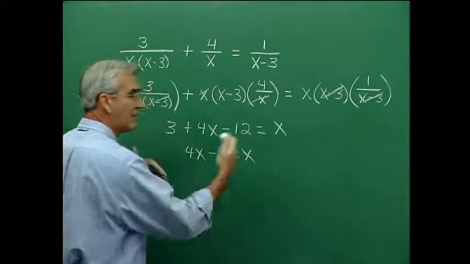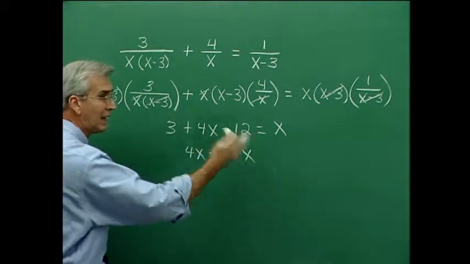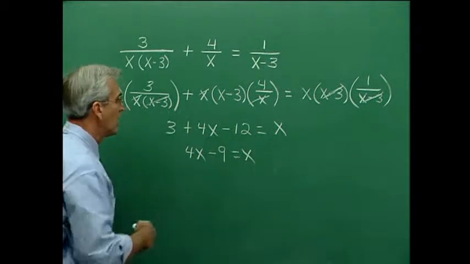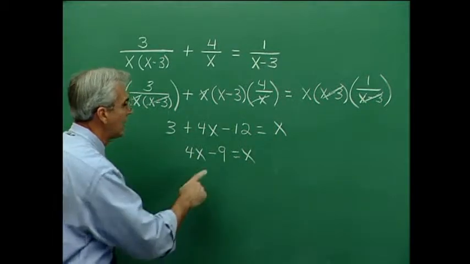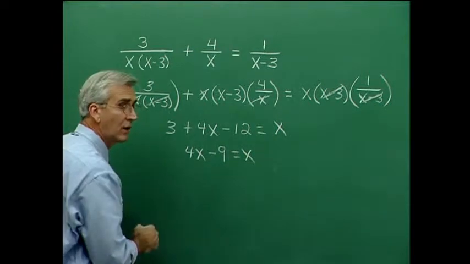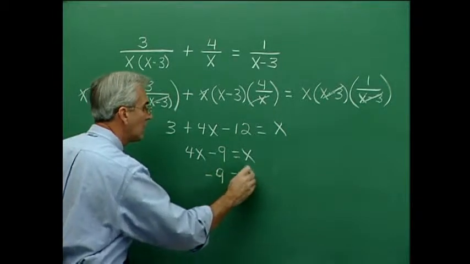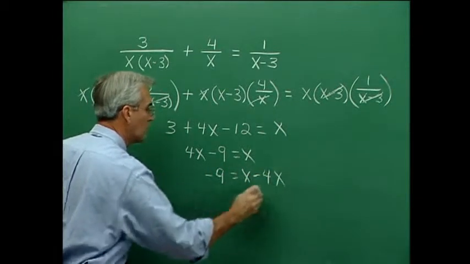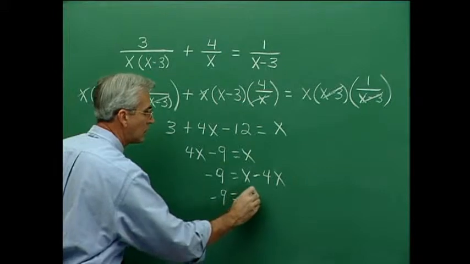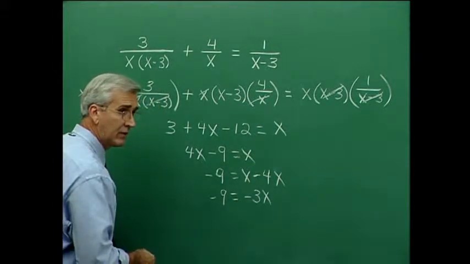Okay, now I'd like to have the x terms on one side and the constants on the other side. It doesn't matter which side we elect to have constants versus variables on. If I elect to have the terms involving x on the right, I simply subtract 4x on both sides. So I'd have minus 9 equals x minus 4x, or minus 9 equals negative 3x. Now I divide on both sides by negative 3.